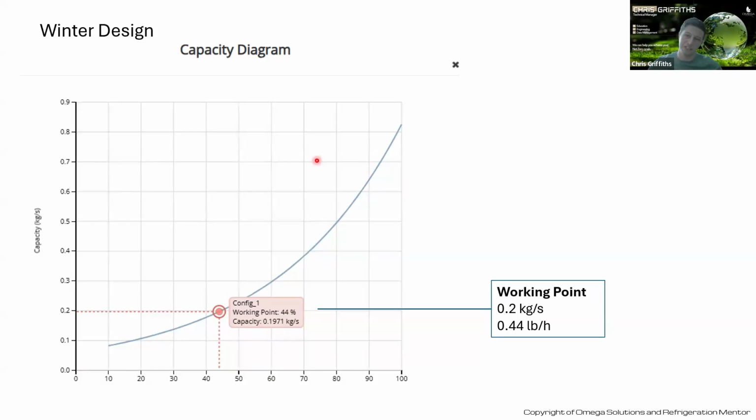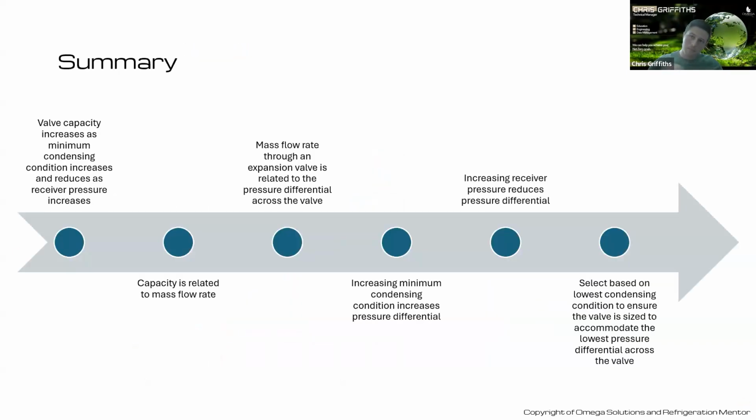And you could also go through and check your compressors at various stages and the valve at various stages. If it's at peak and minimum conditions, you should be okay. So just to summarize on that, when we select our valves, the valve capacity increases as that minimum condensing condition increases and reduces as the receiver pressure increases as well. So we're basically reducing that capacity, that motive force between the two conditions.